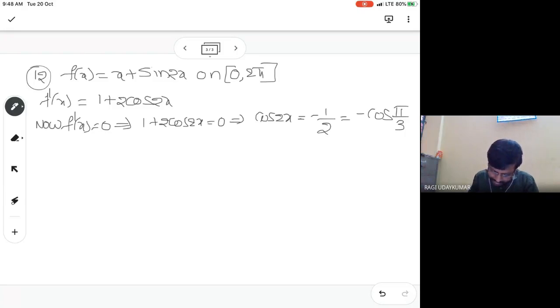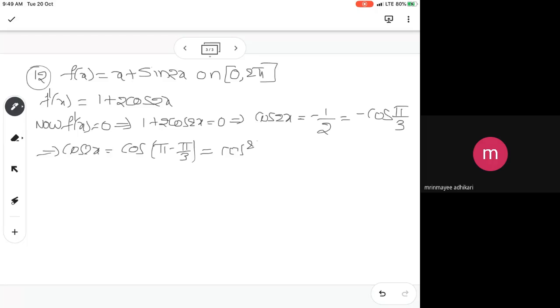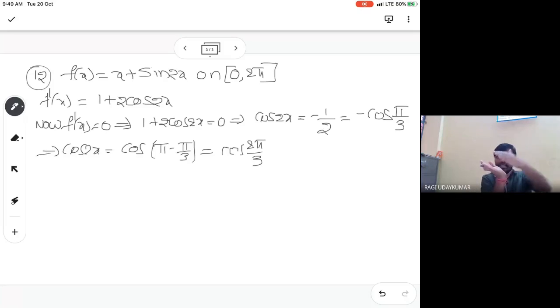So you can write this as cos 2x equals cos of pi minus pi by 3, isn't it? That is nothing but cos 2 pi by 3. So what is the value of 2 pi by 3? In which quadrant does 2 pi by 3 lie?